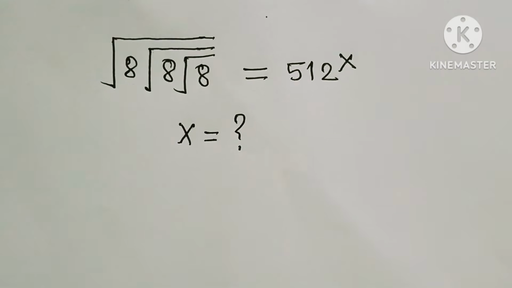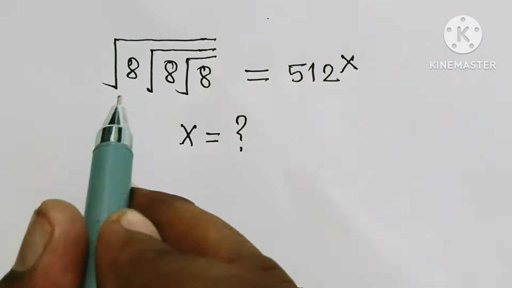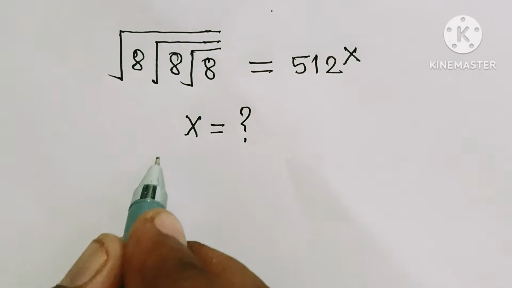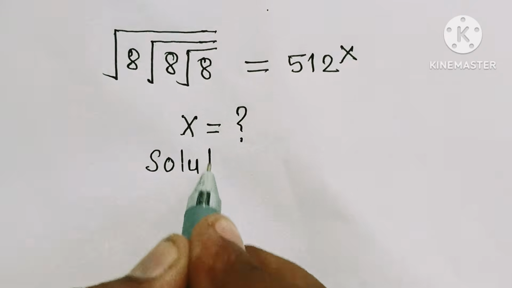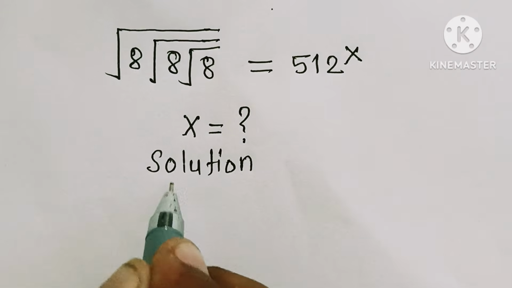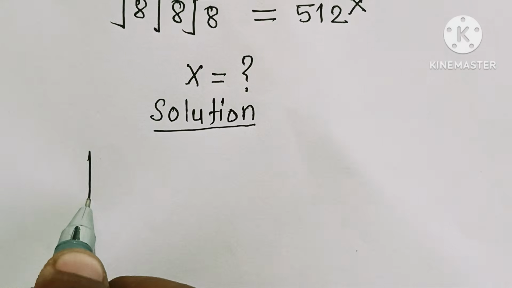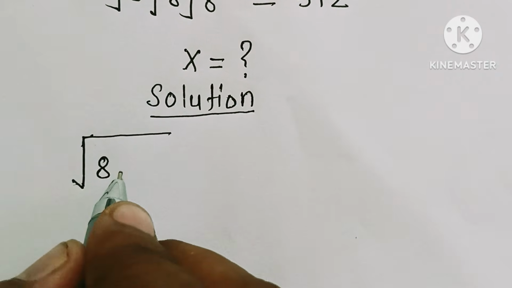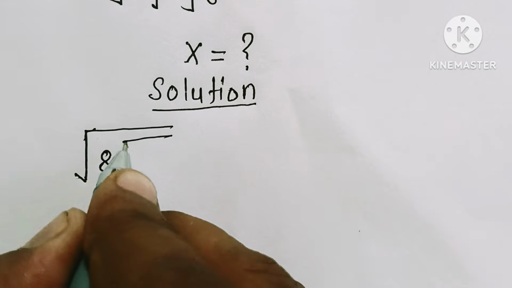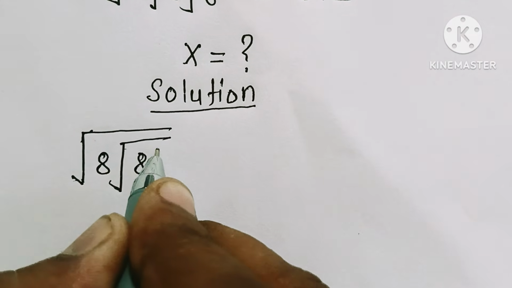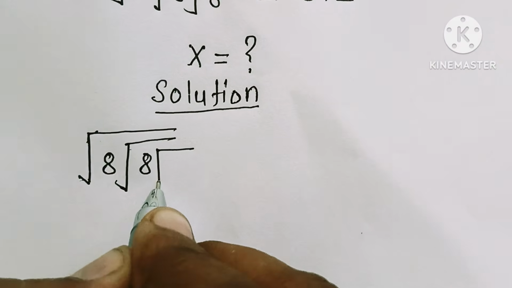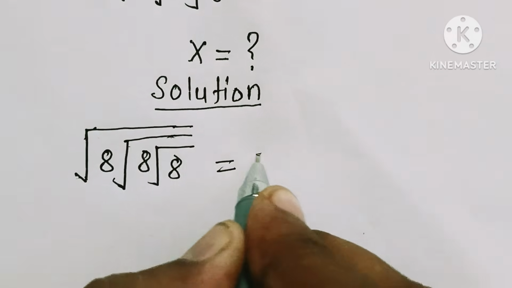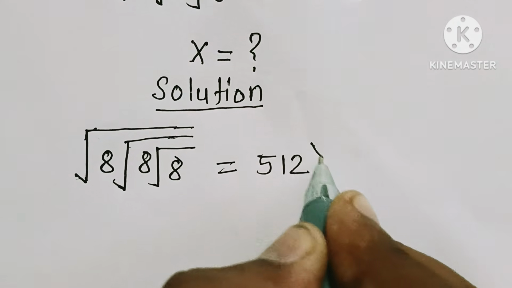I am Algebra Solution. In this square root simplification problem, we have to find the value of x. Solution: square root 8 into square root 8 into square root 8 is equal to 512 raised to power x.